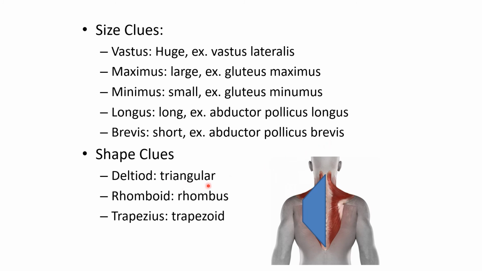Shape can also offer some clues, like your deltoid is a triangular shape, so your deltoid muscle up here. Your rhomboid, a rhombus shape. Trapezius is in a trapezoid shape, so here's your trapezius right here.